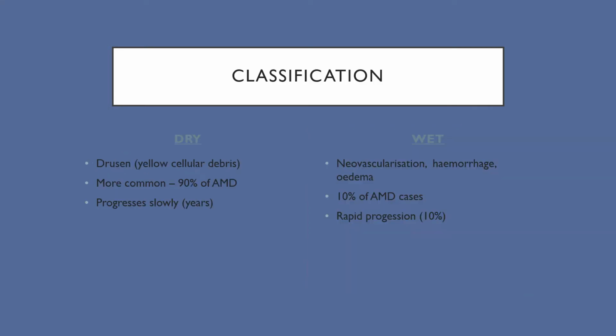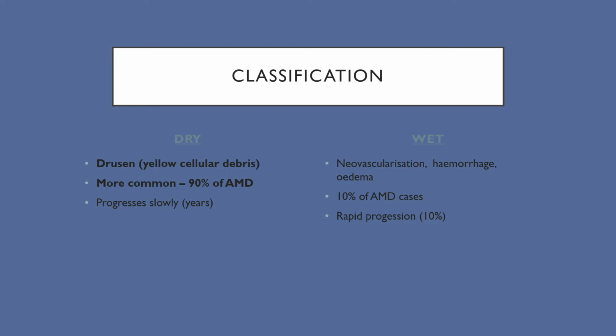Let's start with dry. In an aging eye, breakdown of extracellular matter and debris from the RPE deposit in Bruch's membrane. This is known as drusen. This blocks the blood supply to the retina, resulting in areas of atrophy. Dry AMD accounts for 90% of cases.